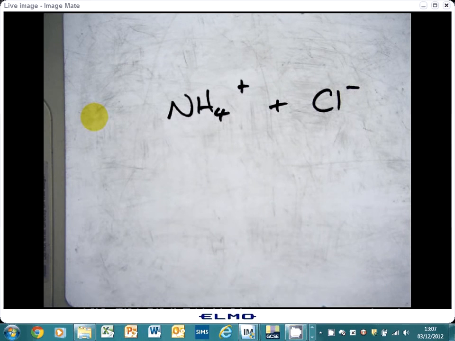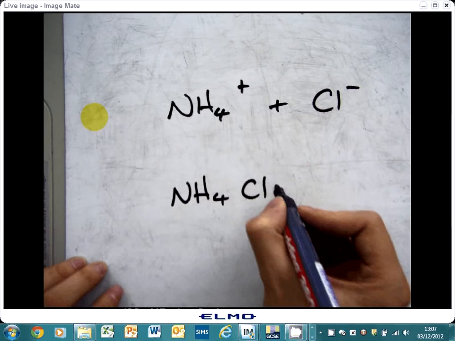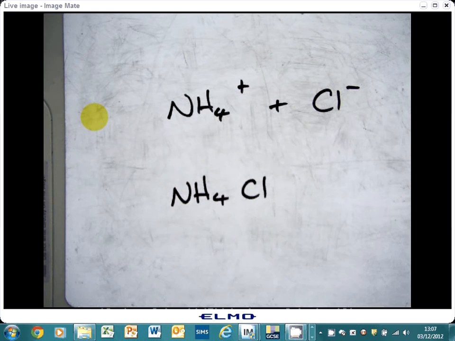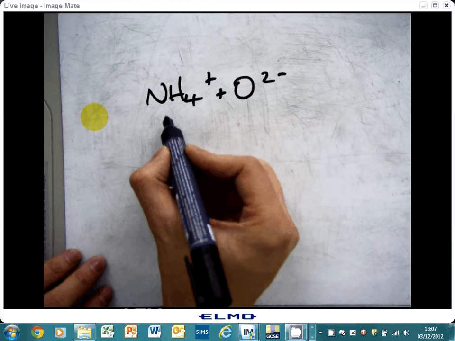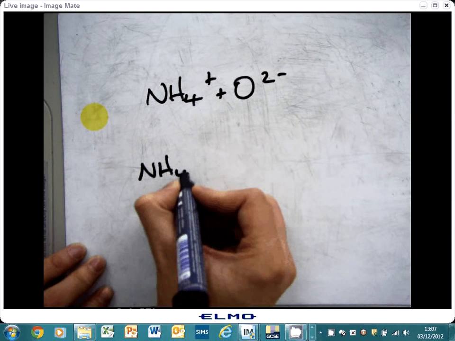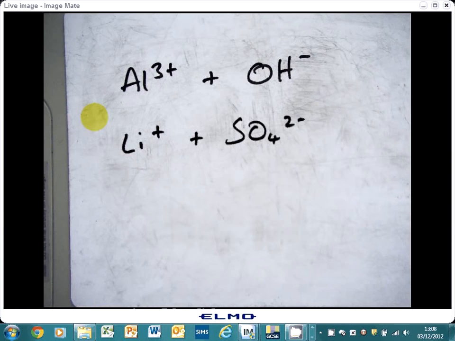If it's already balanced, you don't need to do anything and you don't need to put a bracket in. So this would just be NH4Cl. Here, however, because it's not even, I need to double this. So I need (NH4)2 with 1 oxygen, and that is my formula. Have a go at these and see how you do.